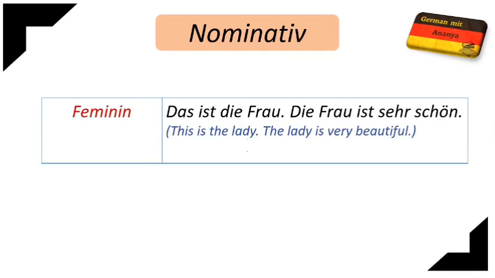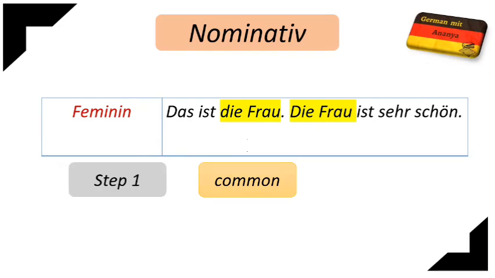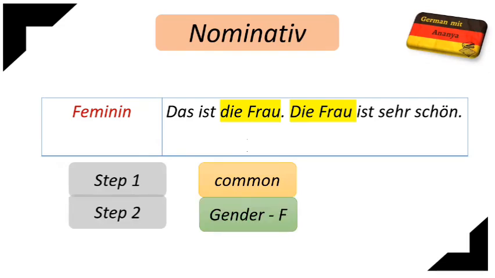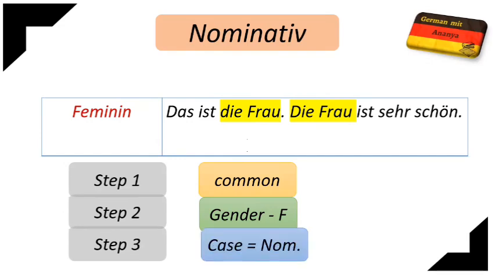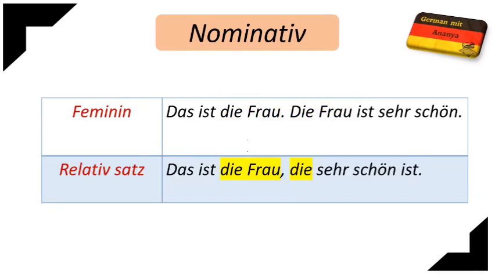Right. Okay. Next example is feminine. Das ist die Frau. Die Frau ist sehr schön. This is the lady. The lady is very beautiful. Step 1, what is common? Die Frau. Step 2, what is the gender? Female. Step 3, what is the case of the noun? This is nominative case. So my sentence will be: Das ist die Frau, die sehr schön ist. Here, die is representing the Frau. Right. And yes, ist is at the end because this is a Nebensatz now.